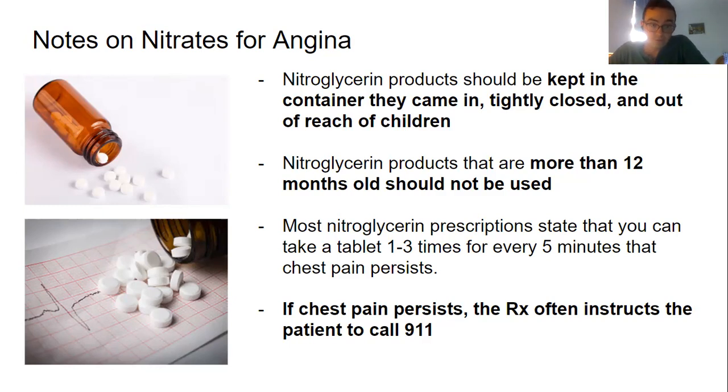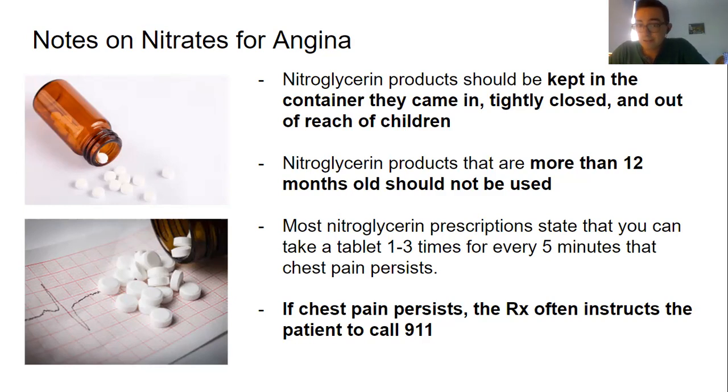So because they're so tiny and because they are an acute medication, we want to keep it tightly closed and out of reach of children. So tightly closed because humidity, temperature, and sunlight can affect the potency of the drug. And of course, we want to keep it out of reach of children because this medication works directly on the heart. So if a kid were to swallow even just one of these, it could give them an irregular heart rhythm and potentially be fatal. So as with any medication, but especially with nitroglycerin, you have to keep it out of reach of children.